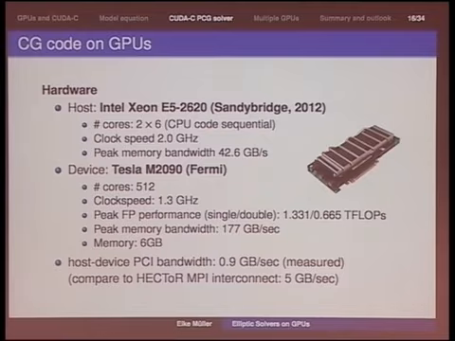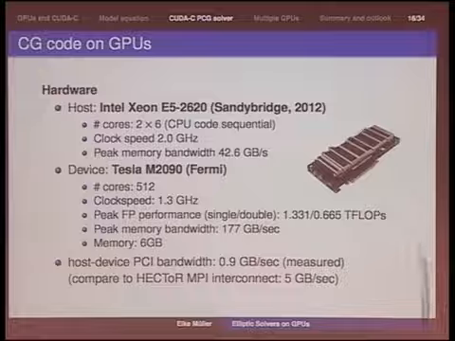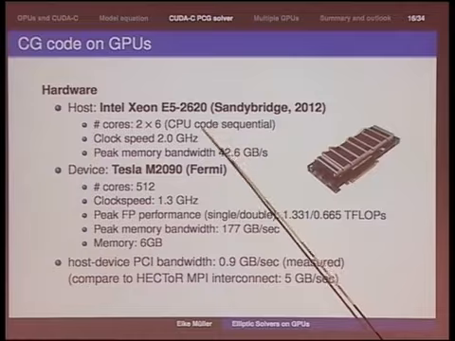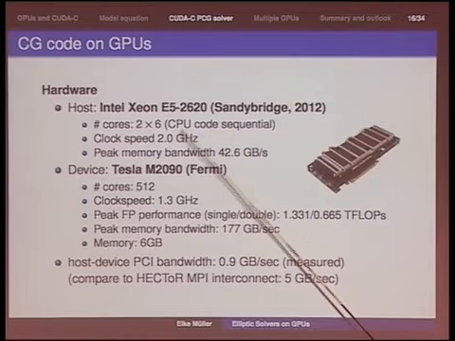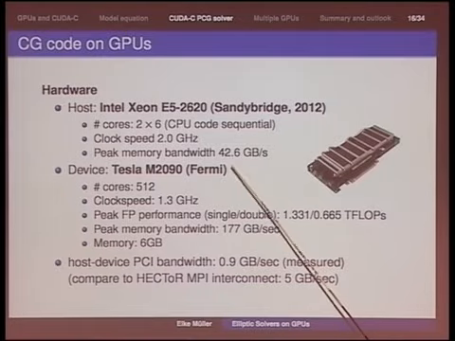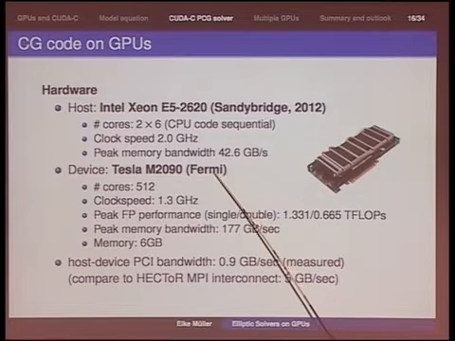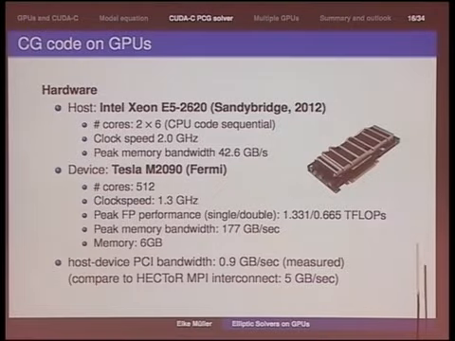Hardware is, well, for the CPU we used the Sandy Bridge processor, which I believe came out this year. So it's still sequential code, but this node in Bath has actually 2 × 6 cores. Clock speed is 2.0 gigahertz, and the peak bandwidth is around 40 gigabytes per second. And for the GPU, we use this Fermi card here, which has 512 cores, and peak performance is around a teraflop, and it also has 6 gigabytes of memory.